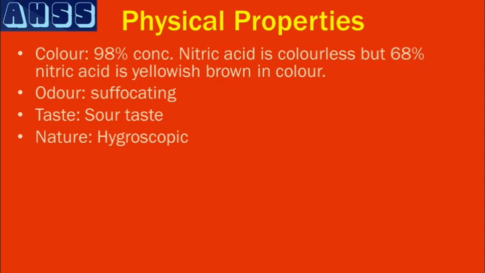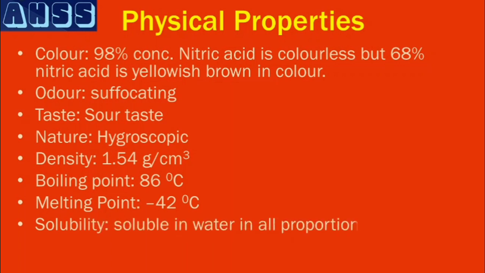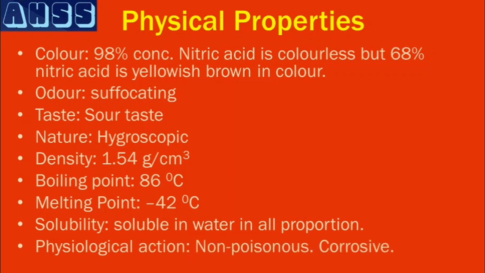The density of 98% nitric acid is 1.54 gram per cubic centimeter, but the commercial nitric acid, 68%, has a lower density, 1.42 gram per cubic centimeter. Its boiling point is 86 degrees Celsius and melting point is minus 42 degrees Celsius. It is soluble in water in all proportions. As per the physiological action, it's a non-poisonous liquid. It has a corrosive action on the skin and causes painful blisters.